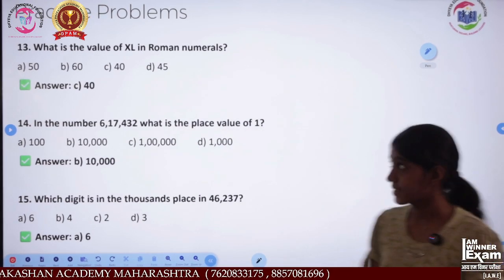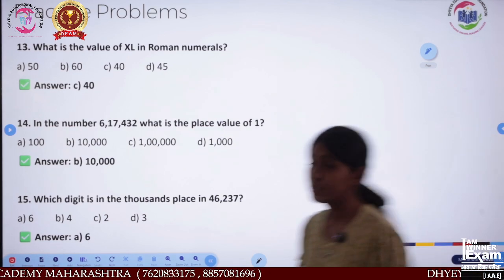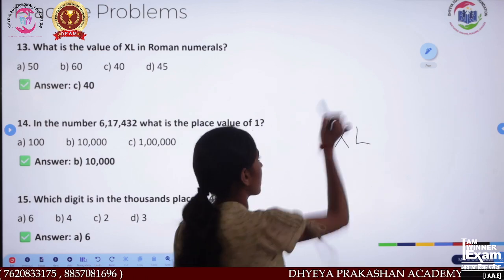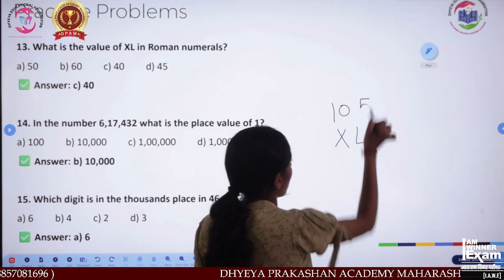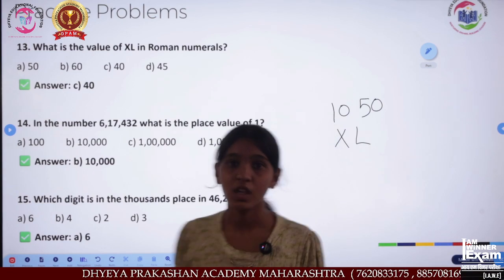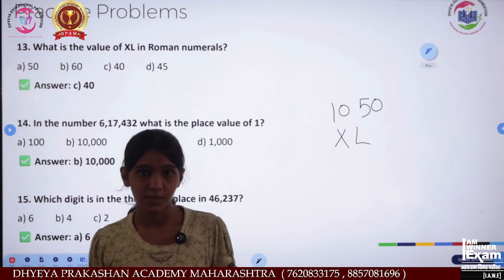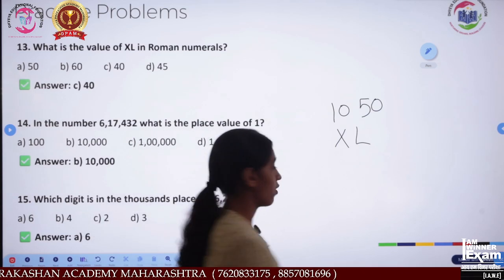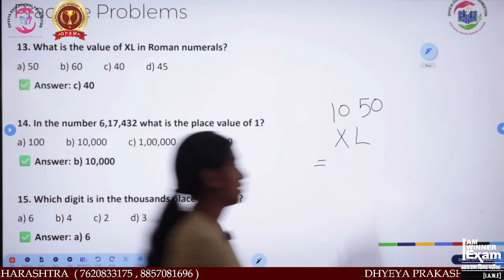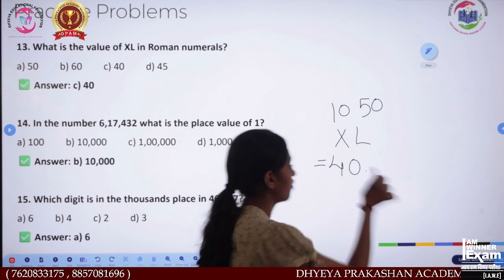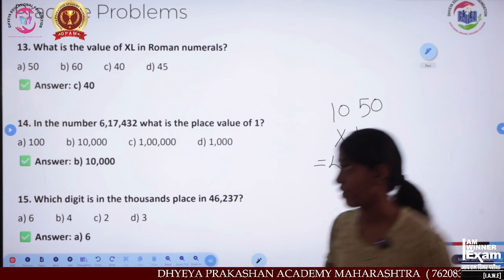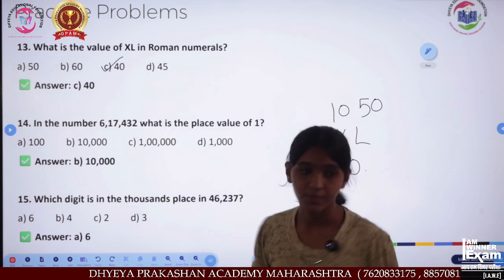What is the value of XL in Roman numerals? First understand XL. X means 10 and L means 50. If the smaller number comes first and after that the larger number comes, that means we have to perform subtraction. Then do subtraction, 50 minus 10, that is 40. Then our answer is 40. Which is the correct option? 50, 60, 40 and 45. C is the correct option.